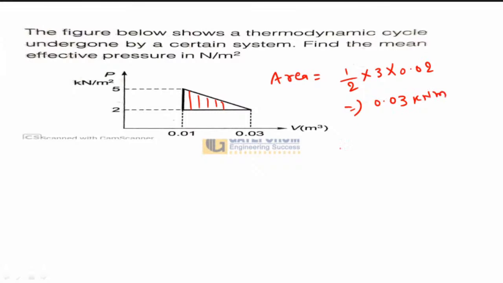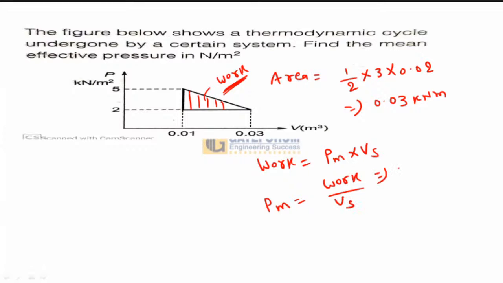So what you have to calculate? My dear friends, area under the PV diagram gives what? Work transfer. This thing you have to know. Area under the PV diagram gives work transfer, so you can write this one is work. Work equals PM multiplied by Vs. In this question you have to calculate PM, so PM will be work upon Vs.